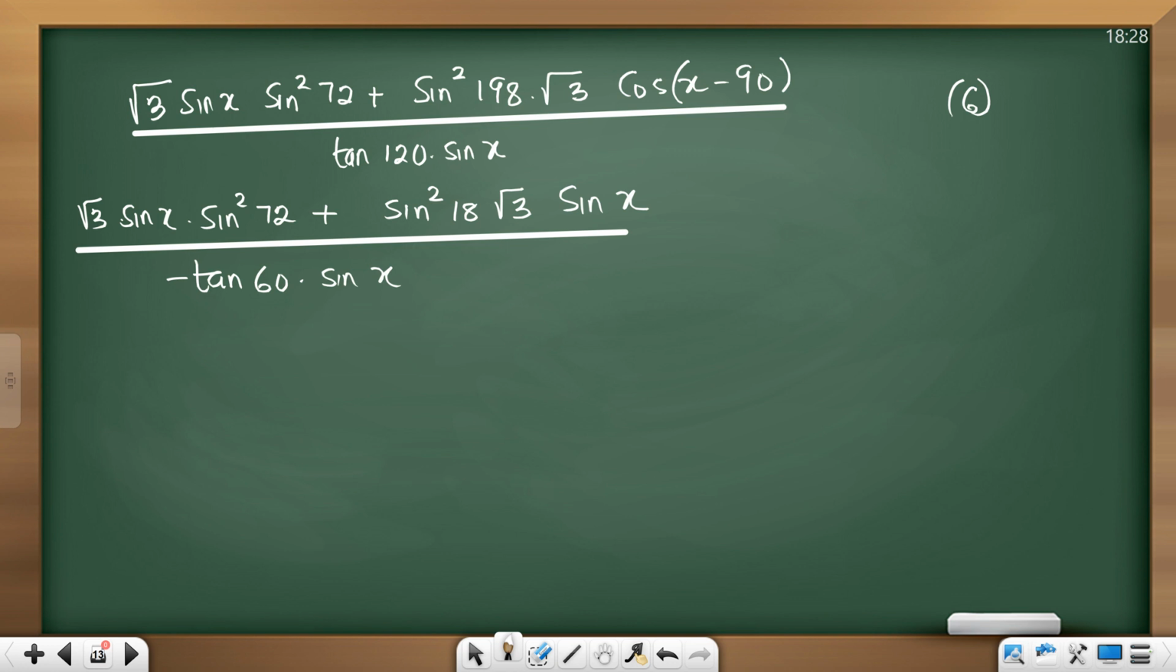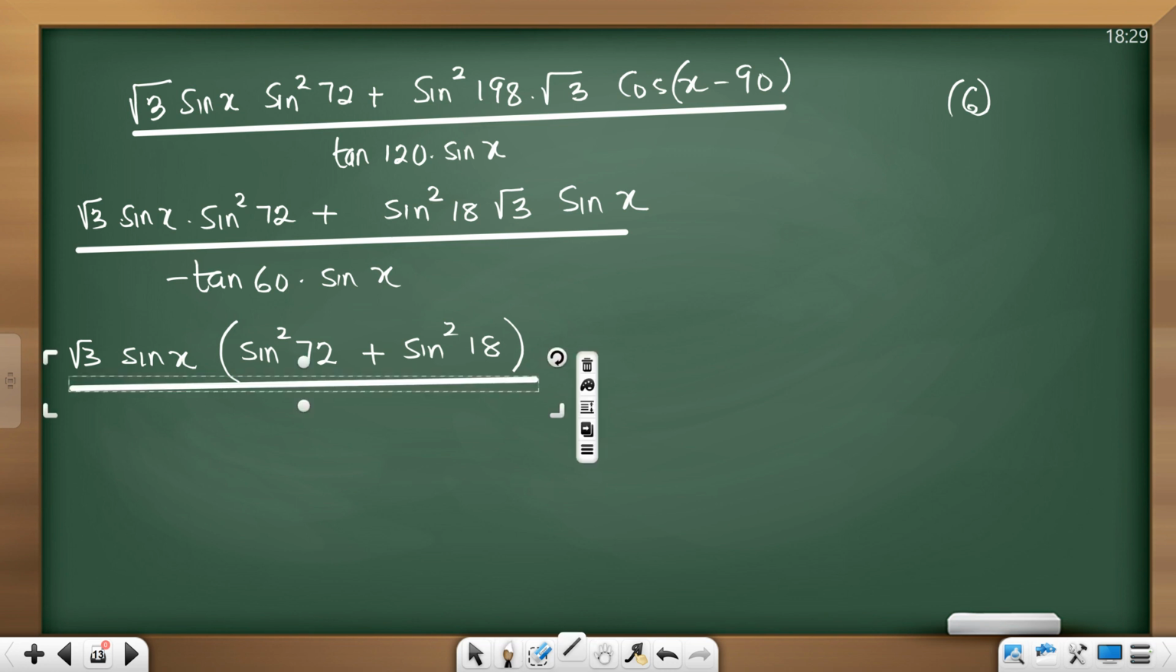Let's look at this thing. It looks hectic. But what do you notice about the root 3? It's common to both. Sine x is also common. Can we factorize? Do you see what I'm saying? Okay. So I have root 3, I have sine x. What do I have in the bracket? Sine squared 72 plus sine squared 18 over, what is tan 120? Negative root 3. I factorized.